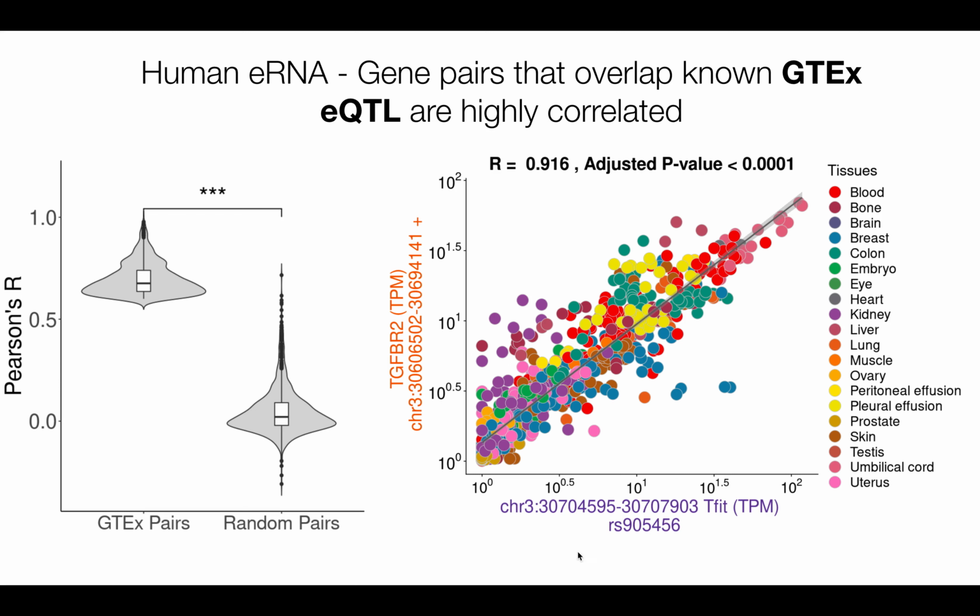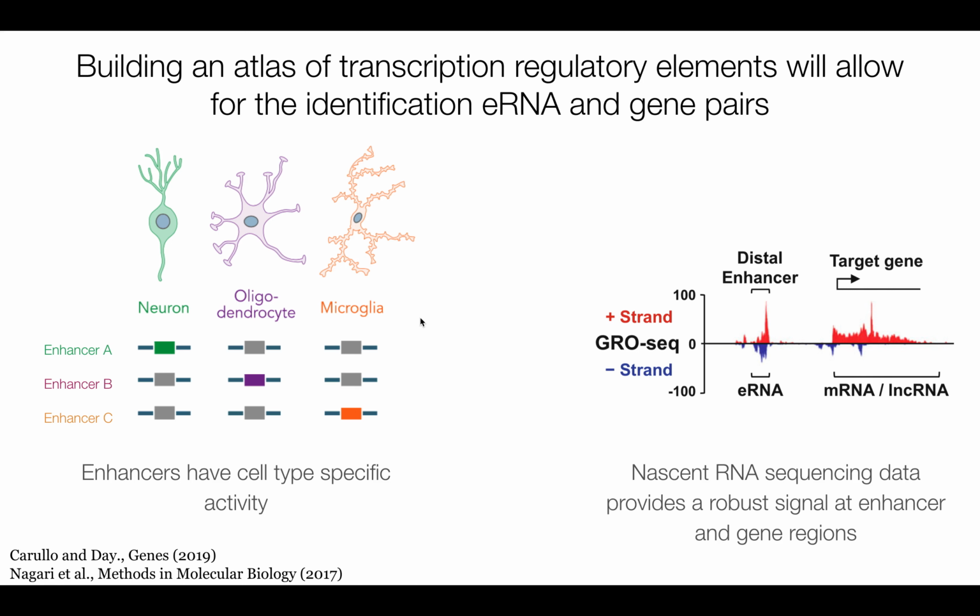And so this is a bidirectional transcript that is on chromosome 3 that overlaps a SNP associated with the TGFBR2 gene. And so building an atlas of transcriptional regulatory elements will allow identification of enhancer gene pairs and essentially help us get a better understanding of cell type specific enhancer activity. Furthermore, nascent RNA sequencing data provides a robust signal at both enhancers and genes, making it a good tool to zero in on enhancer gene activity.